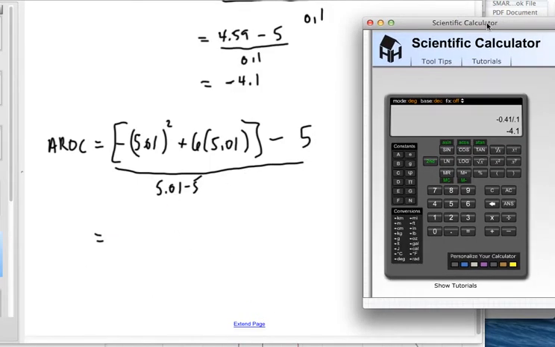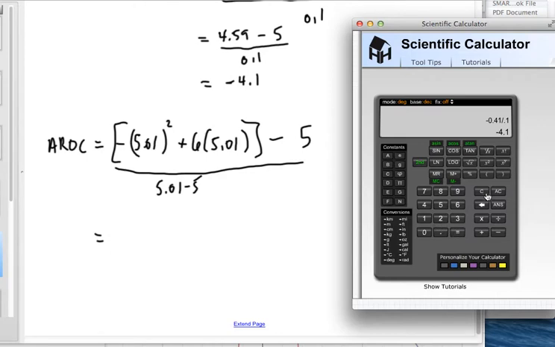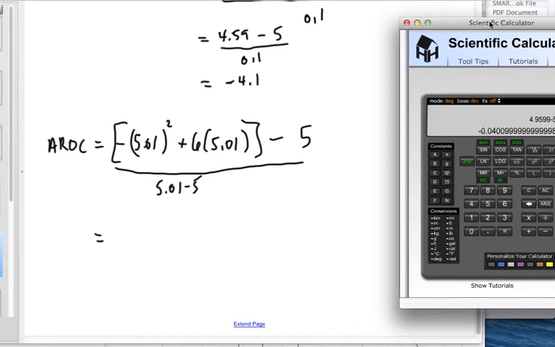Okay, so break out my calculator. I'm going to try to do all this in one line. So I've got negative bracket 5.01 squared. I'm going to hit equals, and I'm going to add 6 times 5.01. Now my calculator can handle that. Notice it's typed all up in there. Okay, so I'm going to hit equals, and then I got that number, and I'm going to subtract 5 right away, and I get this number. Okay, let me write that in. So that's negative 0.040.